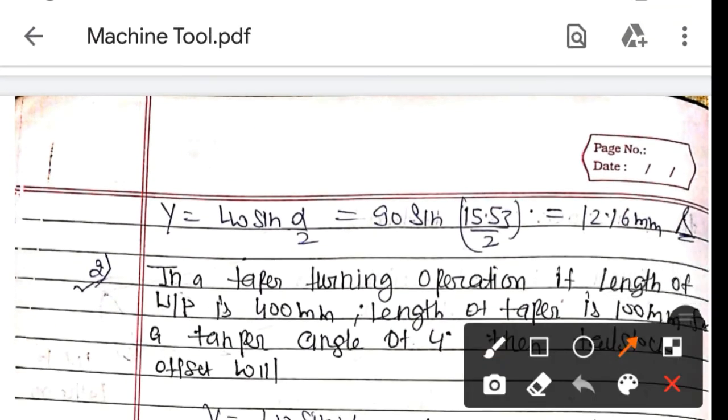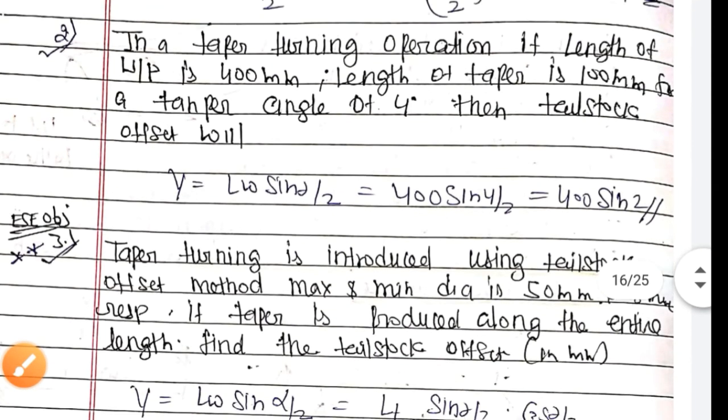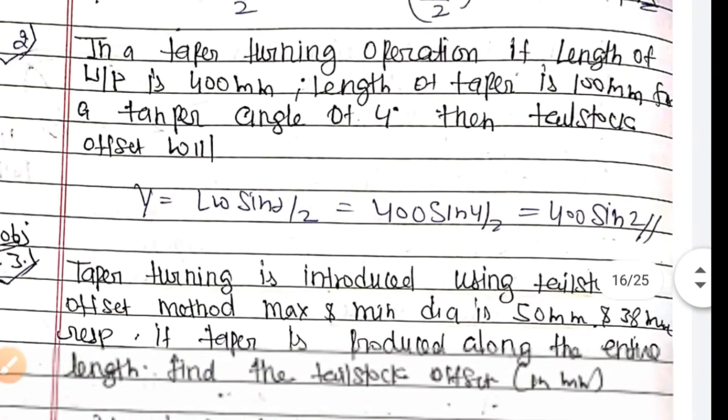Now all the data we got it. So substitute over here. Length of the workpiece is 90 into sine 15.53 divided by 2 will give you the offset, which is the 12.16 mm. Okay, so we'll solve one more question, which is, I guess, a GATE question, this one.